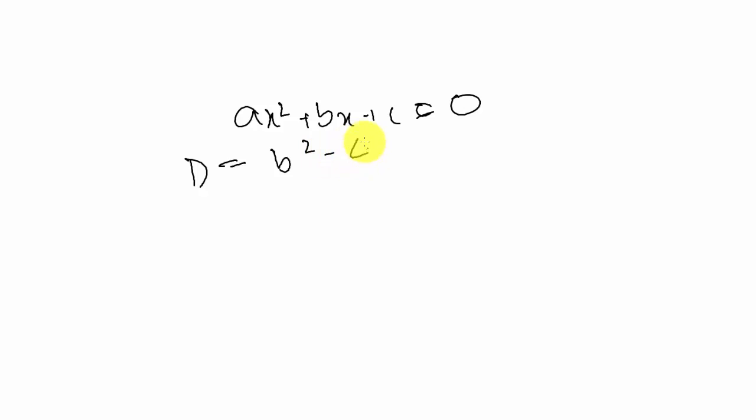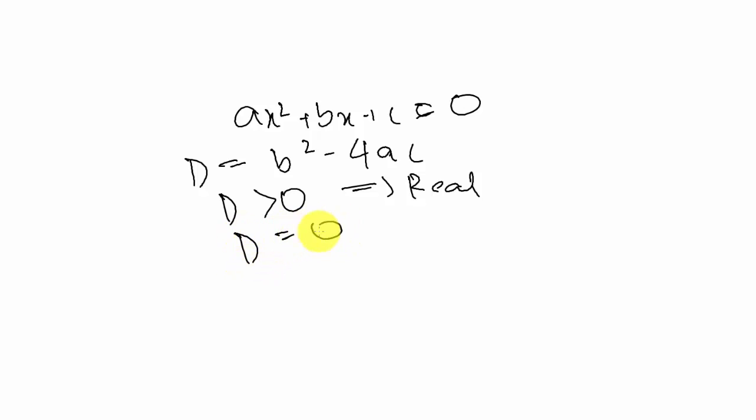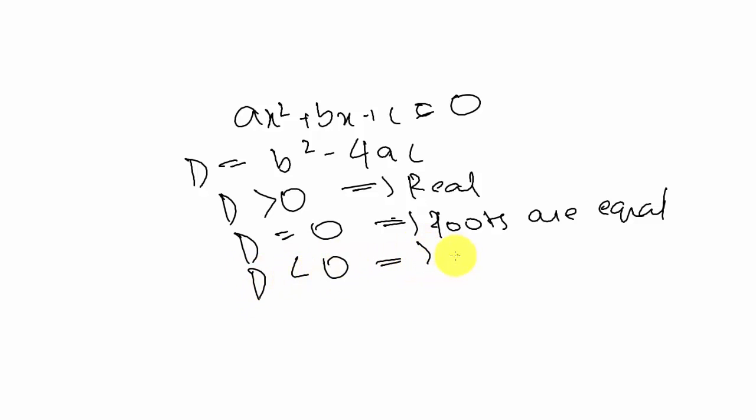We see that ax square plus bx plus c equal to 0 is the general equation for a quadratic equation. Now discriminant d is equal to b square minus 4ac. Now if this value is greater than 0, that means your roots are real. Now if d is equal to 0, that means your roots both are equal. If your d's value is less than 0, then it can mean only one thing: your roots are imaginary.